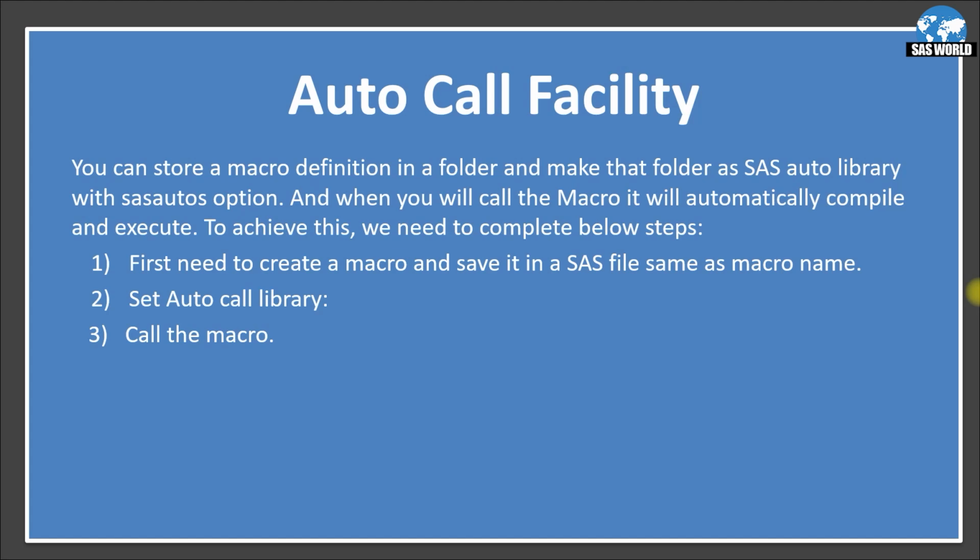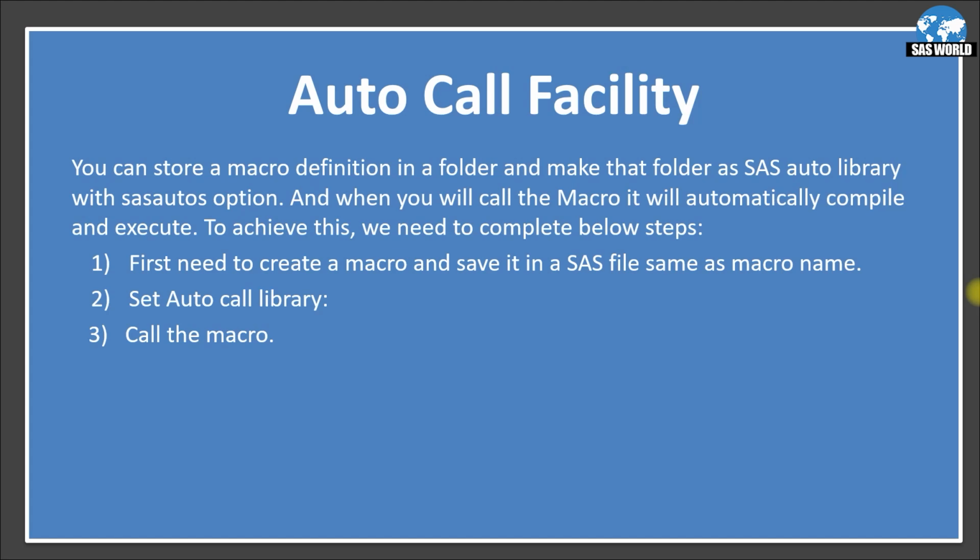Now with SAS Autocall Facility, what we can do is write our macro definition, save this definition in a location or in a folder, and make that location a SAS Autocall library. So now all you need to do is just mention the SAS macro call, and the SAS macro code will automatically compile and execute for you. If you close the session and launch SAS again, all you need to do is call the macro and it will automatically compile and execute for you.